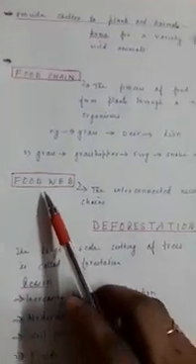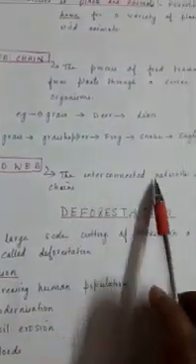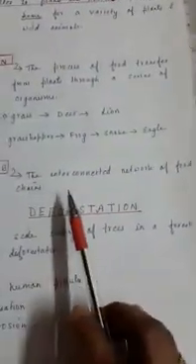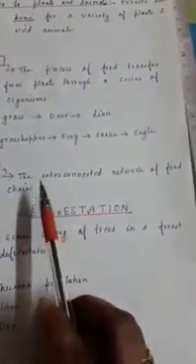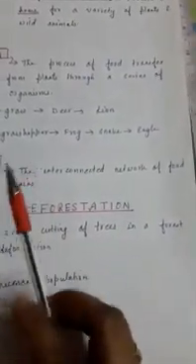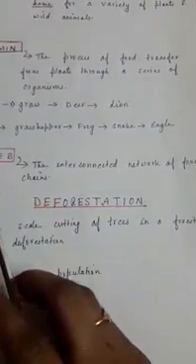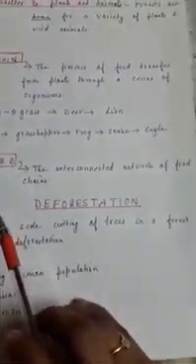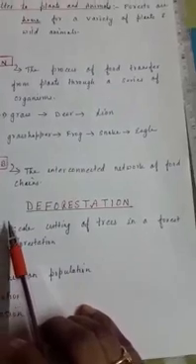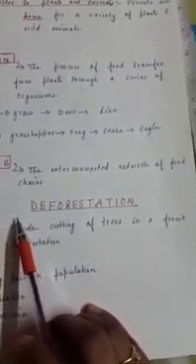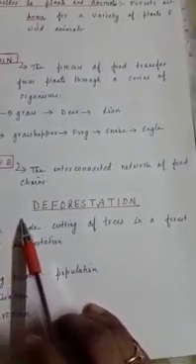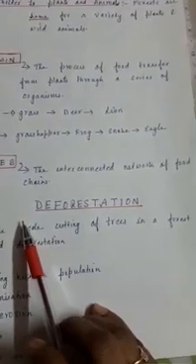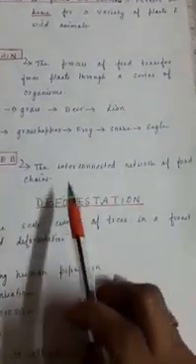Now, what is food web? The interconnected network of food chains. It is interconnected. It means lots of food chains become a food web. For example, grass can be food for grasshopper as well as cow, goat, deer, rabbit, horse. These are herbivorous and can be eaten by carnivorous.